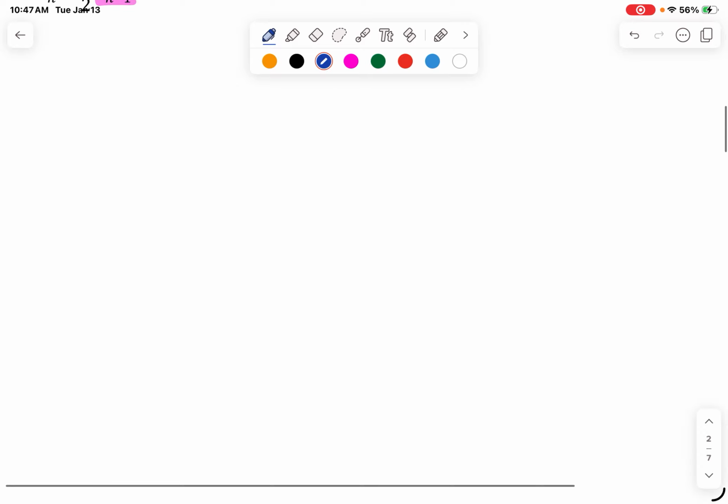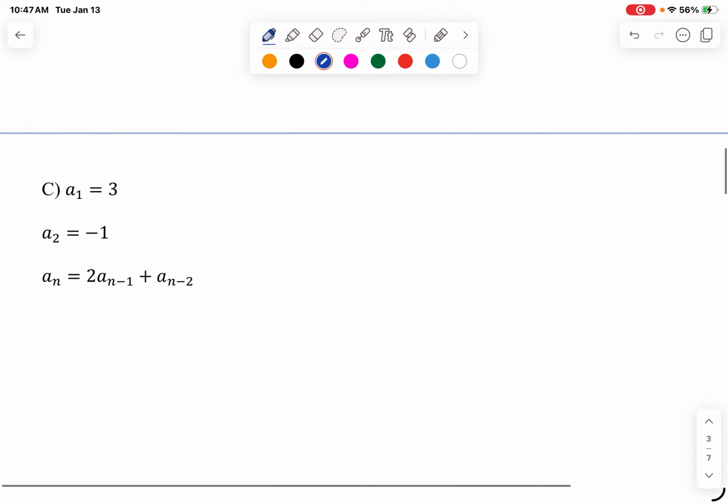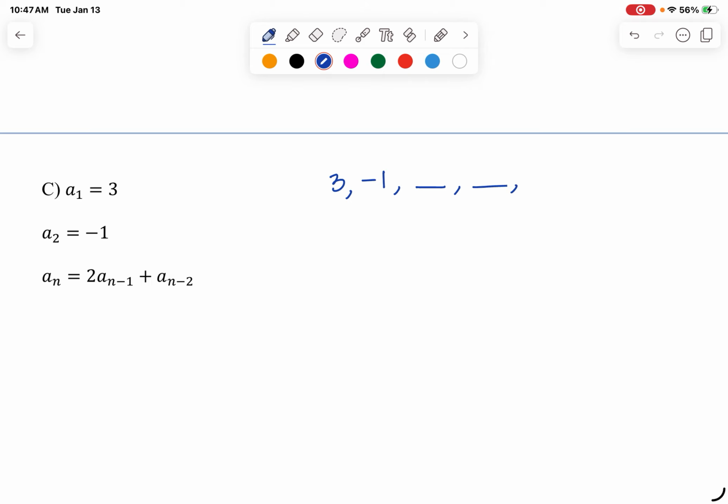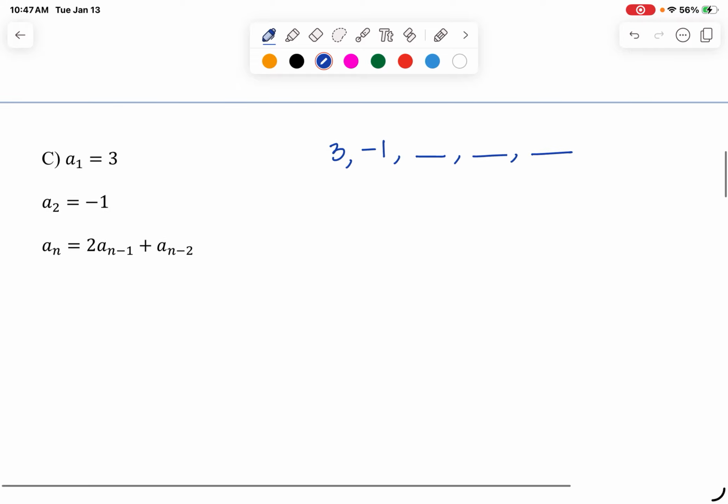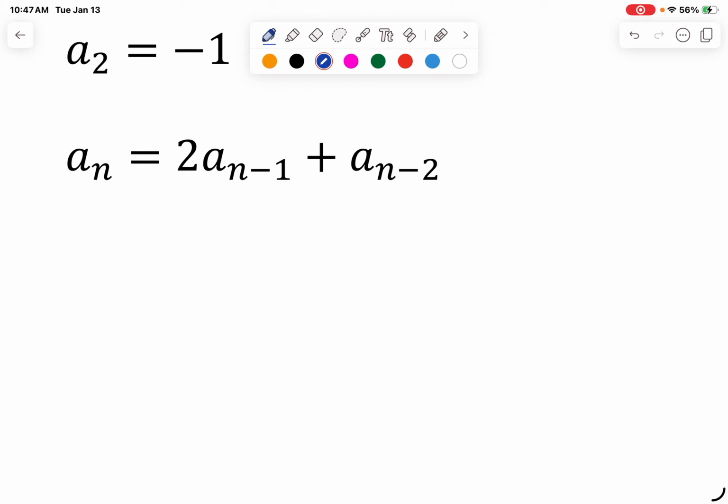Okay, let's move on to the next one right here. So this one gives me the first two terms. It says the first term is 3, the second term is -1. I need the third term, the fourth term, and the fifth term. Okay, so I just have to be able to read this. All right, so this says do 2 times the previous term, plus the term before that.